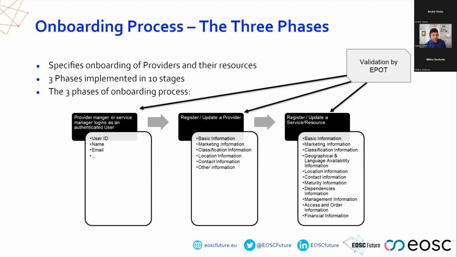So to onboard a research product, we have to go through 3 phases. In the first phase, the provider is onboarded, as we saw earlier in Melissa's presentation. Then this provider is registered. And in phase C, the last phase, the actual resource of this provider is onboarded. All these 3 phases are validated by a dedicated team, EPOT, which stands for EOSC Portal Onboarding Team.